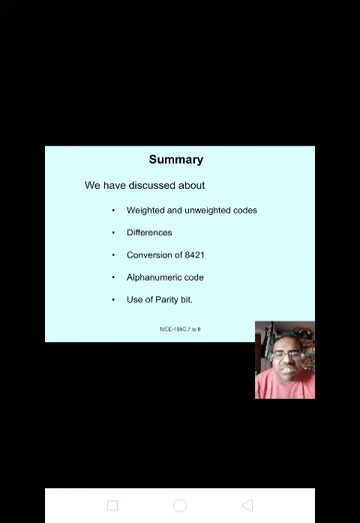So far we discussed weighted and unweighted codes, differentials, conversions of 8421 codes, alphanumeric code, use of a parity bit, XS3 code, conversion of binary to gray, gray to binary, etc.